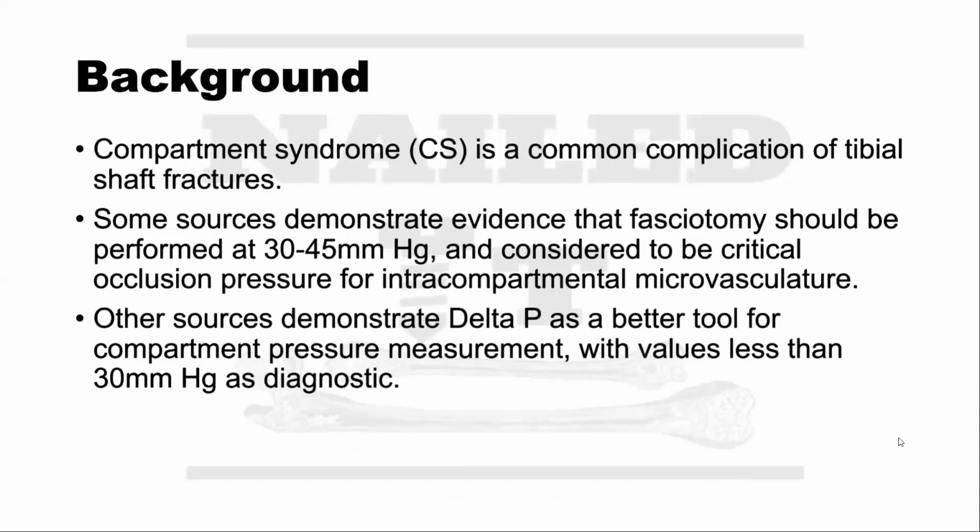So as we've been talking about, compartment syndrome is a common complication of tibial shaft fractures. As Olu was talking about, some sources have demonstrated that fasciotomy should be performed at 30 to 45 millimeters of mercury. That's often been considered in the past the occlusion pressure for intracompartmental microvasculature. However, as he was explaining, other sources have demonstrated that delta P is a much better tool for compartment pressure measurement, with values less than 30 millimeters of mercury now being the kind of gold standard diagnostic.